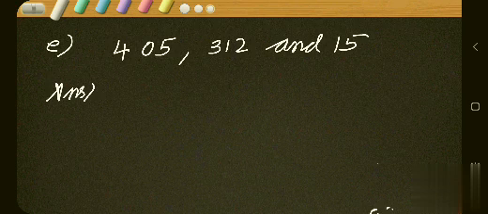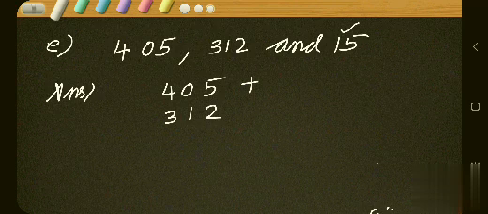How to add? First number 405. Next number 3 digit itself, no problem. 312. Where to write this 15? 1 is in tens place. So we should begin with tens place. 15. Isn't it? 0 in blank space.